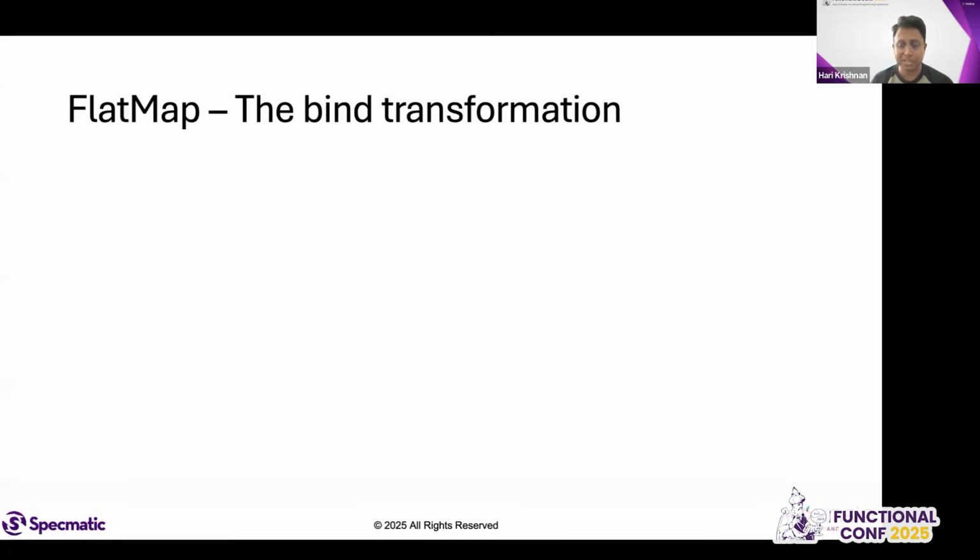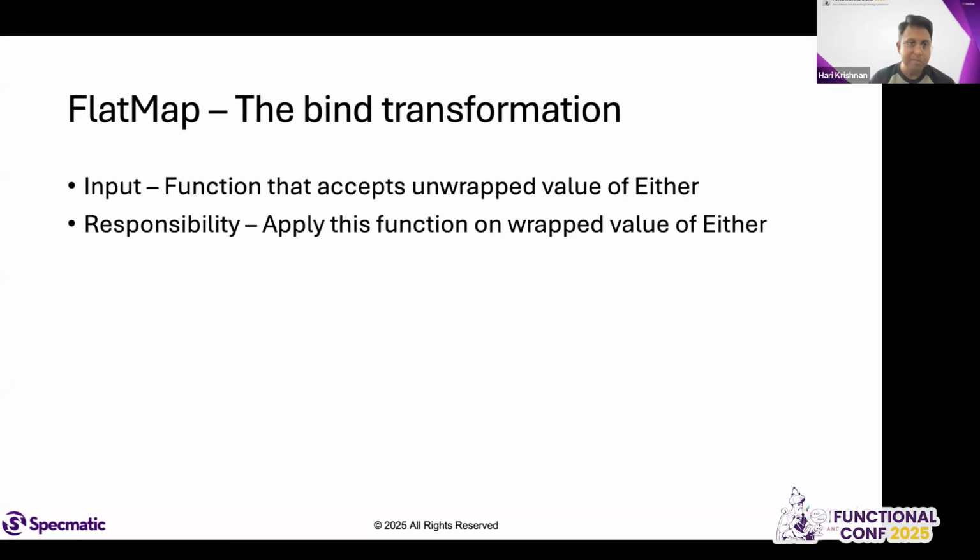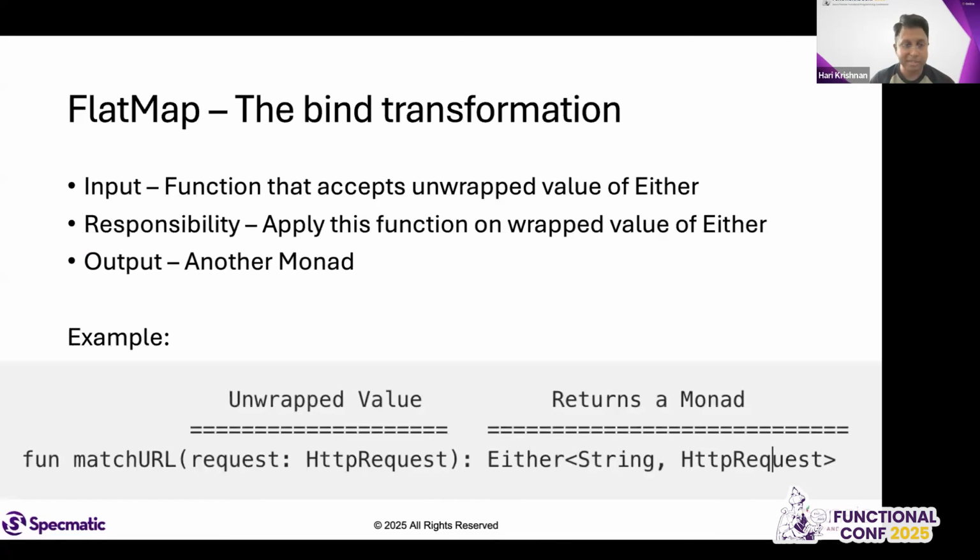Now let's see how the bind transformation itself works. What is a flat map? It takes a function that accepts the unwrapped value of the either monad. The responsibility is to apply the function which it got to the value of the either, in this case, whatever is the raw value. And the output, it has to return another monad. So quite similar to the functions that I had actually created, right? The match URL and all. In that case, I was returning a result, which was the wrapped value. But in this case, I'm going to have to return an either monad, right? So for example, it would look something like so.